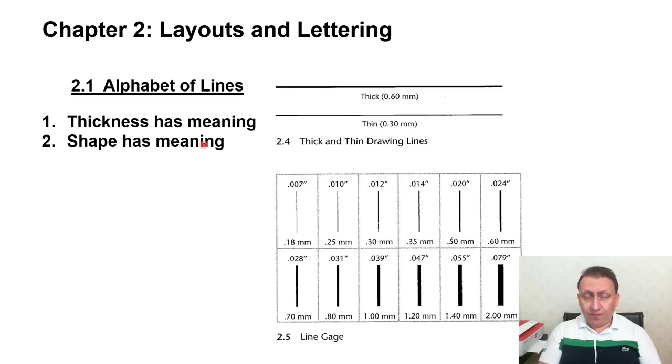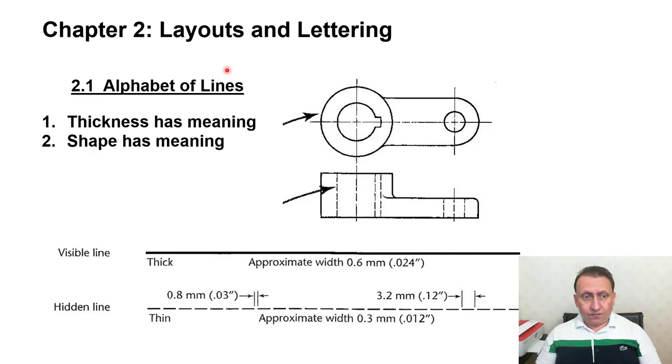And here it's simple. The shape could be continuous, dashed, or dash dot, or dash double dot, or any type of shape. So here's the first type of line, called the visible line. The visible line has to be thick. Here's the information about the line: we said we have thickness and we have shape. The visible line is thick, and the shape of the visible line is continuous. Can you see? Here's the shape of the visible line.